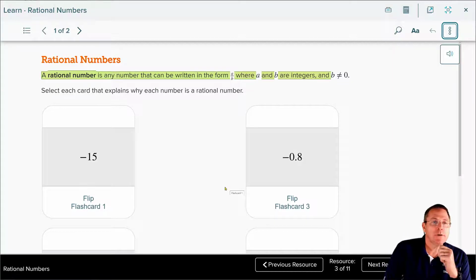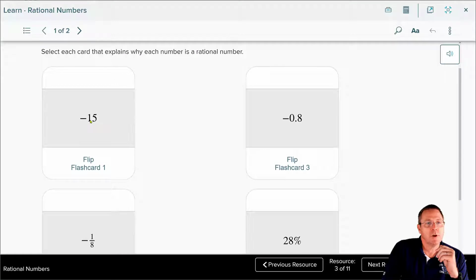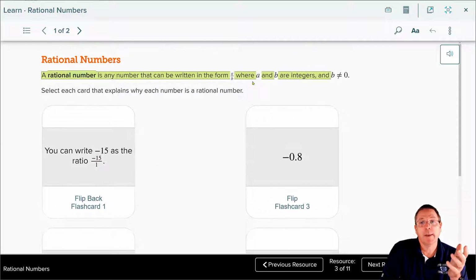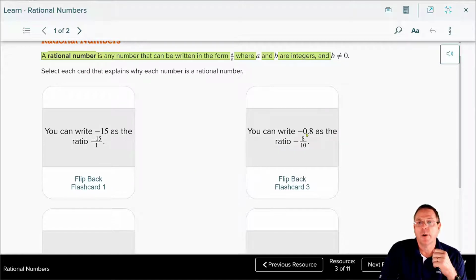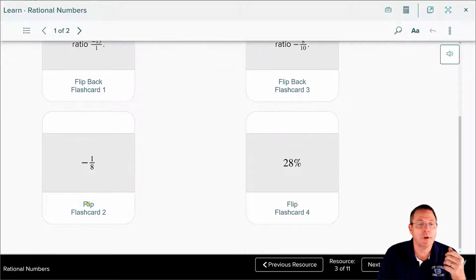We're going to select each card to see how it explains the rational number. First, negative 15. That is the same thing as saying negative 15 over 1. It is written as a fraction, a over b, where b is not equal to 0. Therefore, it's going to be a rational number. For this one, negative 8/10 is negative 8 over 10. It is written as a fraction where your denominator is not 0. It is going to be a rational number.